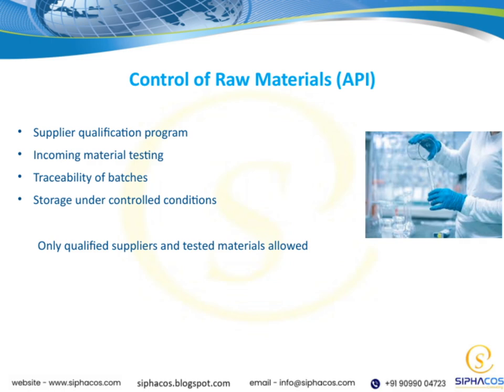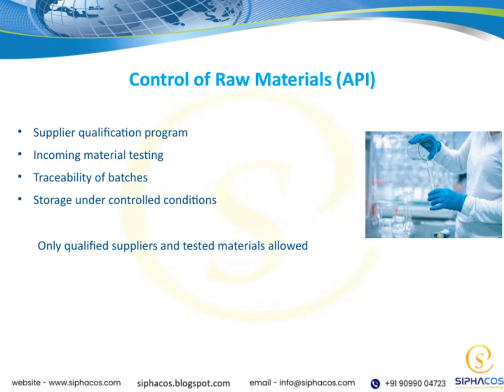Next, incoming material testing is crucial. Every batch of raw materials we receive is thoroughly tested upon arrival to verify its quality and compliance with specifications. This step helps us catch any issues early and ensures only high-quality materials enter our process. Traceability of batches is also a key component. We keep detailed records of each batch so we can trace the origin and movement of every raw material. This traceability is vital for quality control, investigations, and regulatory compliance.